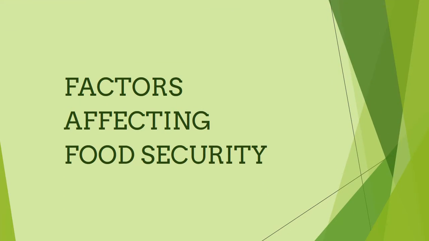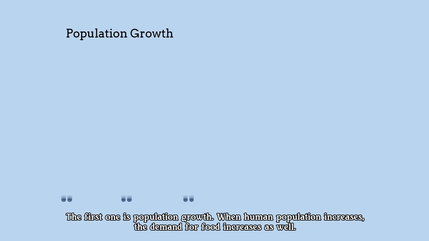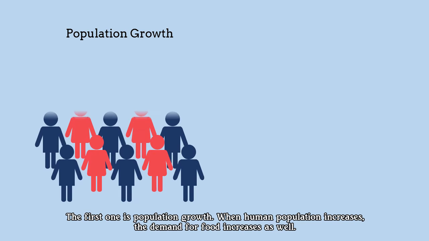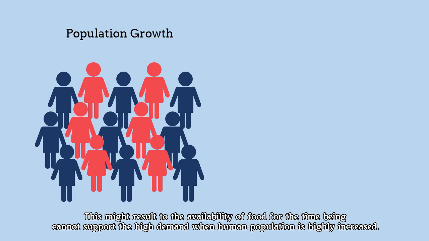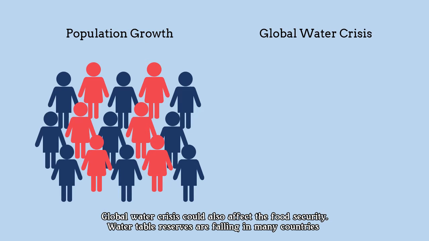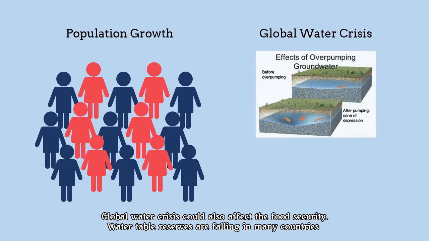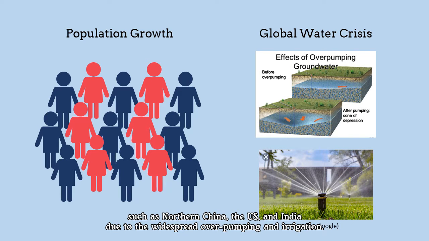However, food security can be affected by several factors. The first one is population growth. When human population increases, the demand for food increases as well. This might result in the availability of food for the time being not being able to support the high demand when human population is highly increased. Global water crisis could also affect the food security. Water table reserves are falling in many countries such as northern China, the US, and India due to the widespread overpumping and irrigation.